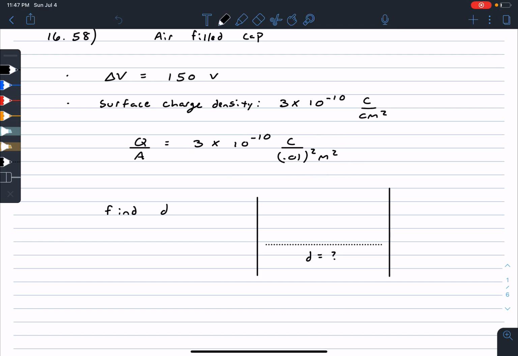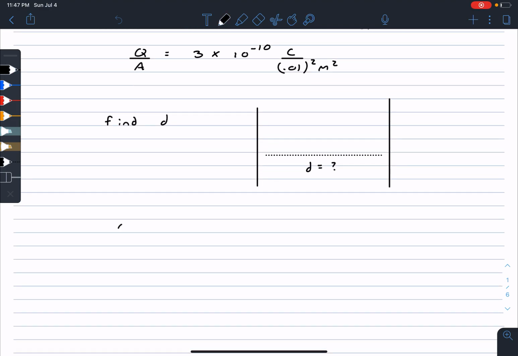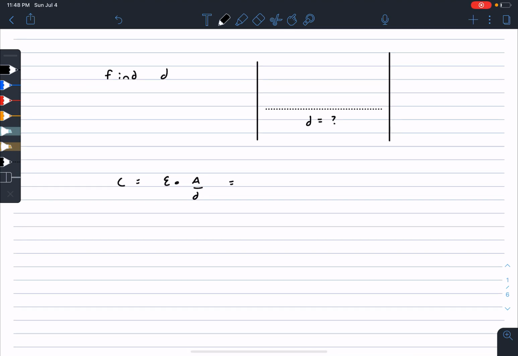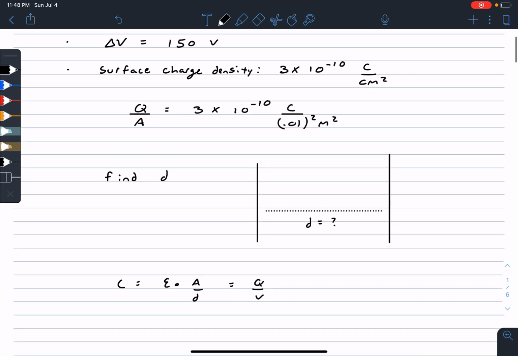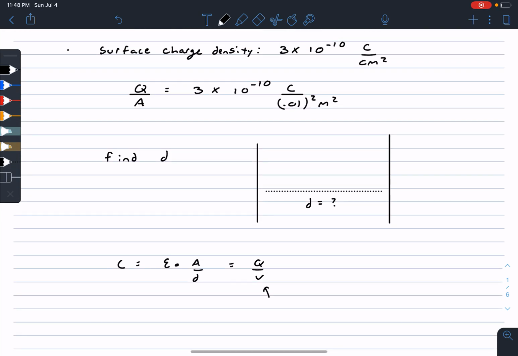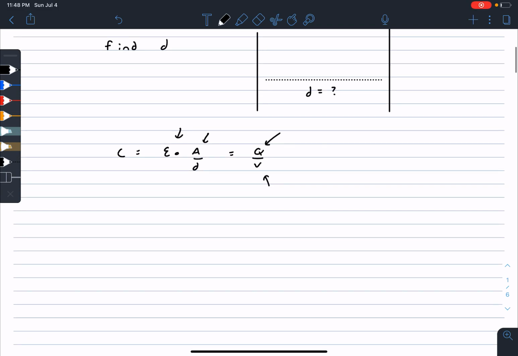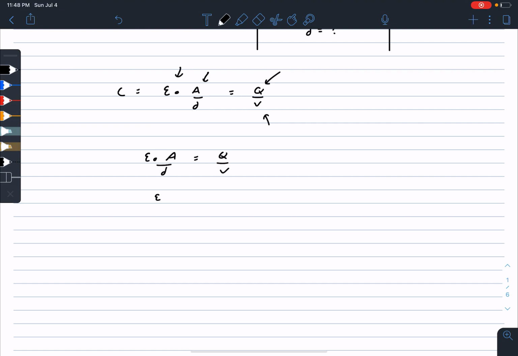That's what we're given. And now what we can do is use our capacitance identities that we know, right? We know that capacitance is equal to these things. And so we're given V, we know V. We know Q over A. And we know epsilon naught. So that's enough to solve for D right there. So let's set this up. Epsilon naught A over D is equal to Q over V. Now epsilon naught over D is equal to Q over A times 1 over V. This is our surface charge density.